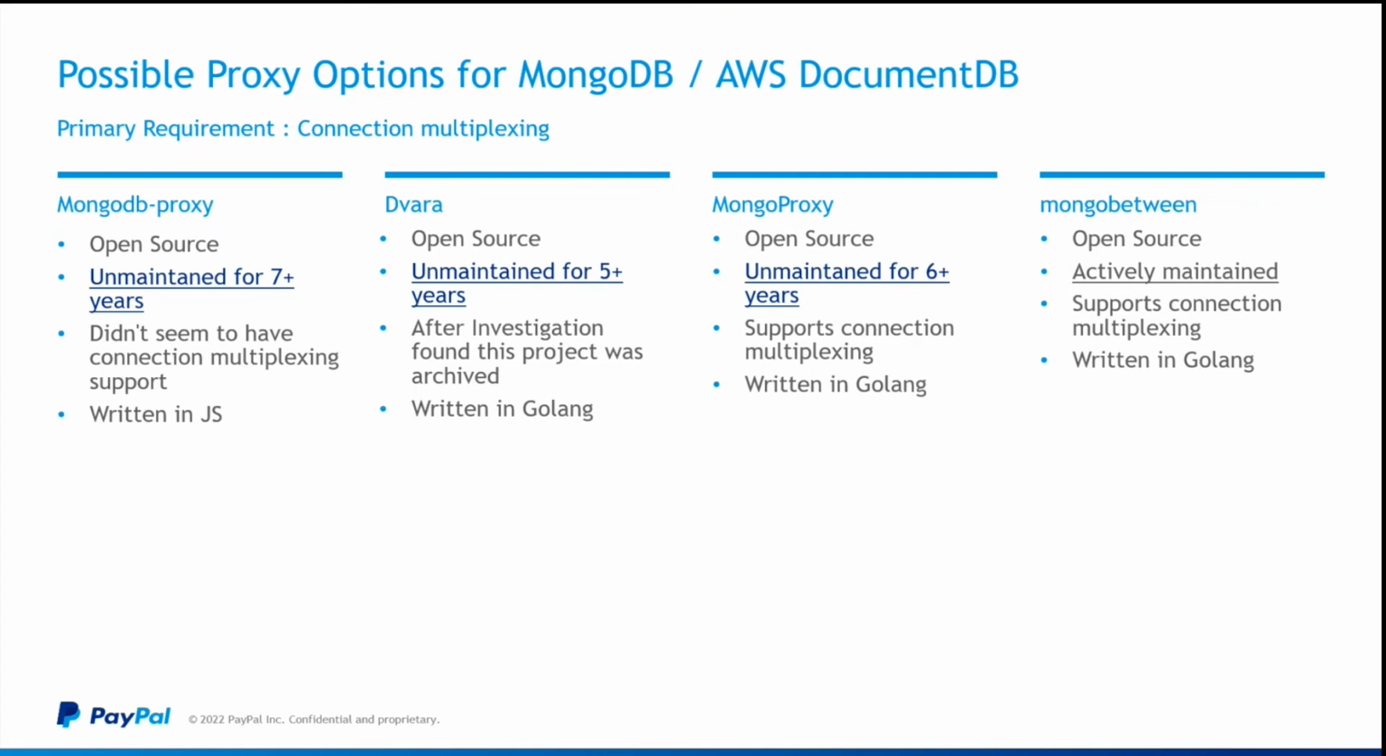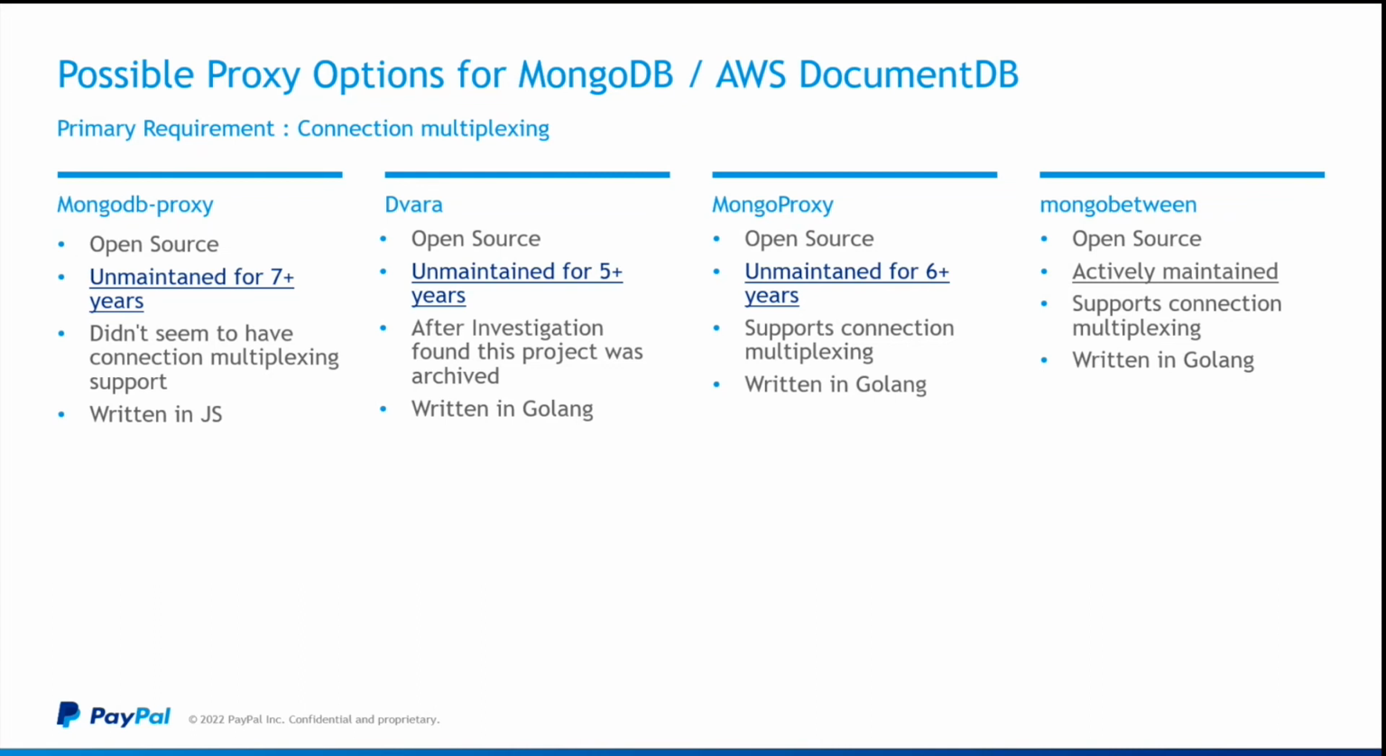The third one that we looked at is Mongo Proxy. It's an open source library as well, and it supports connection multiplexing, and it's written in Golang. It has not been actively maintained for the past 6+ years. We thought of using this library internally within Venmo by forking it and adding the necessary features that we need.